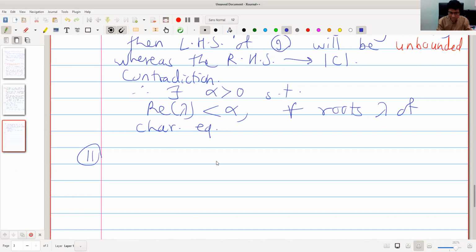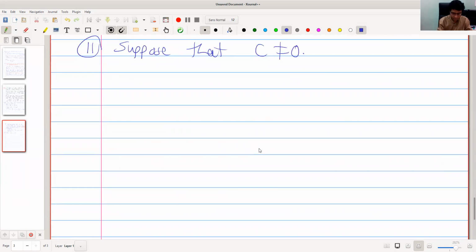So first we assume that c is non-zero. Suppose that c is not equal to 0. Contrary, assume that the real part of lambda tends to minus infinity. If we take different roots lambda of the characteristic equation, then the real parts of such roots tend to minus infinity.